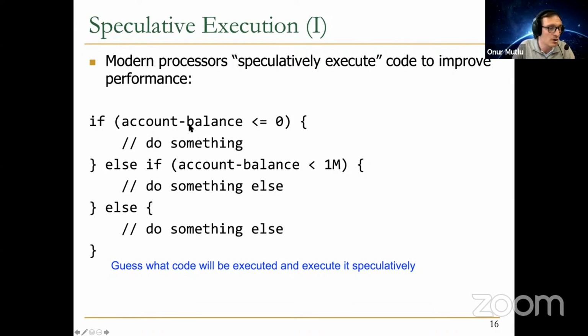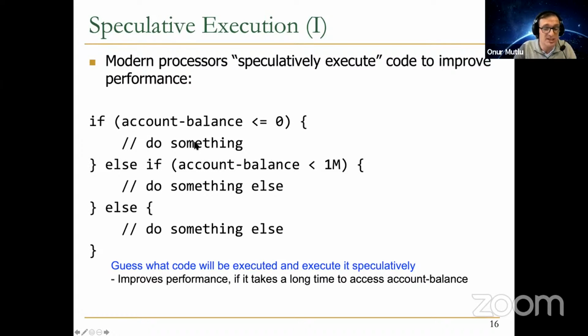So, for example, the processor executes this do something over here, assuming, guessing that the account balance is going to be less than 0. This improves performance clearly, especially if it takes a long time to access account balance. So, for example, account balance takes 200 cycles to retrieve from memory. And if you're fetching 1 instruction per cycle, you can execute 200 instructions before you know what the account balance is. And of course, we're going to talk about how to exactly do this later on. So don't worry if you don't understand how this is done. But this is done in existing processors. Existing processors are quite aggressive. So basically, they've executed, let's say, 200 instructions without knowing that those 200 instructions will be executed.